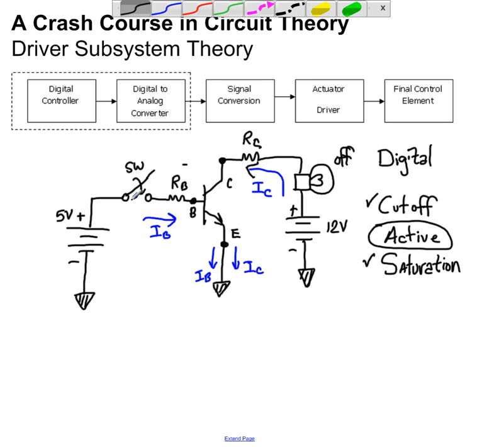Now, if I close the switch, then what I have done is I have connected the 5 volts through the resistor into the base. And now I have current flowing into the base. And I've calculated the right resistor such that enough current will flow into the base to move the transistor from the cutoff into the saturation region.